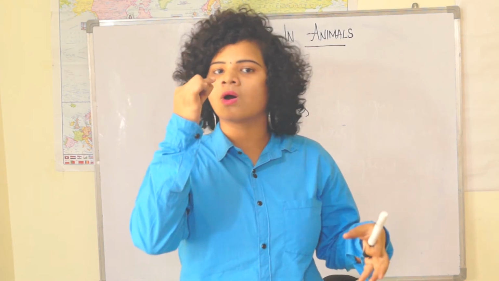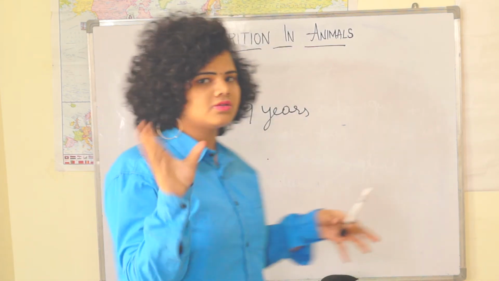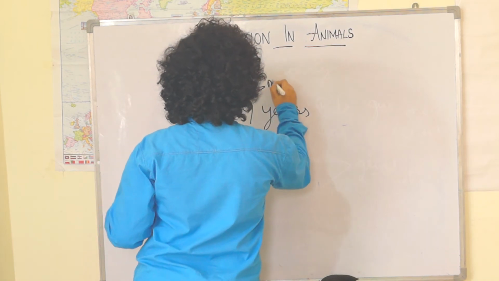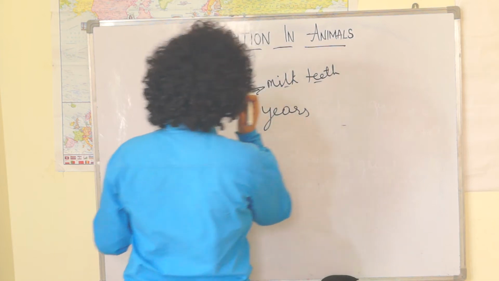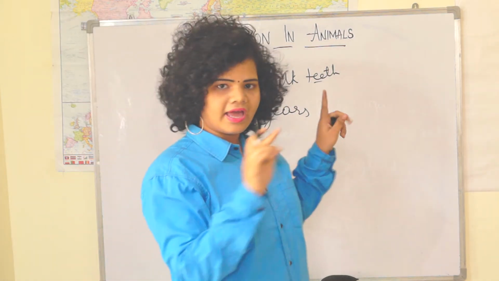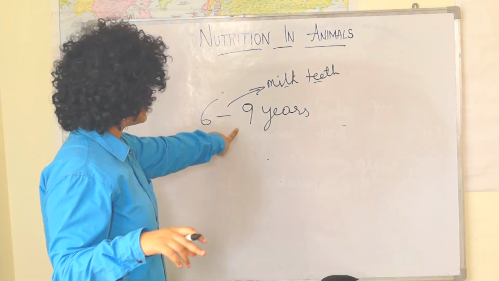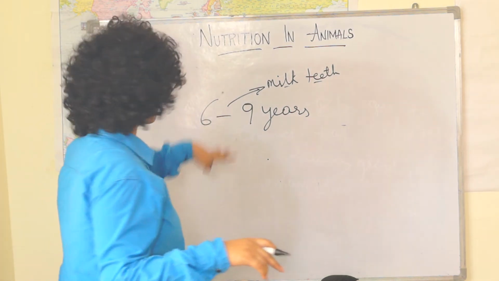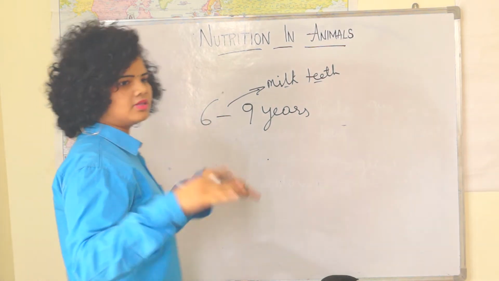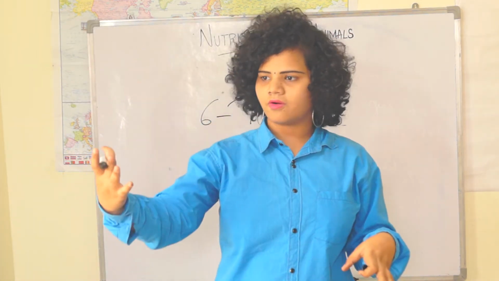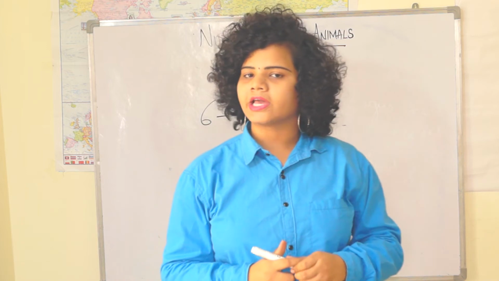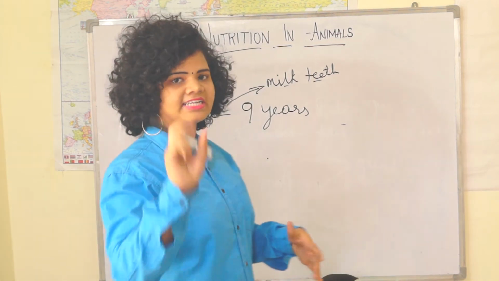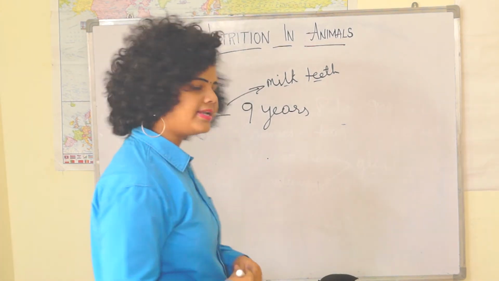The teeth which grow and then fall down are called milk teeth. Okay, at this age you have mostly the milk teeth, and the next ones you have from 9 years through adulthood and to old age. The second set of teeth will be growing after 9 years old. The second set of teeth are called permanent teeth.